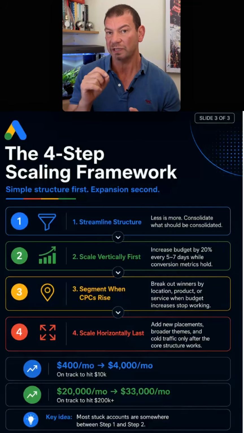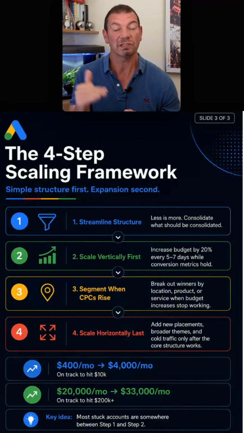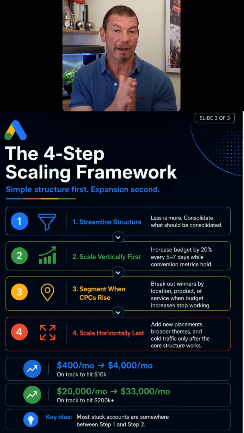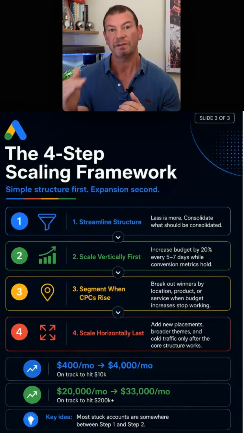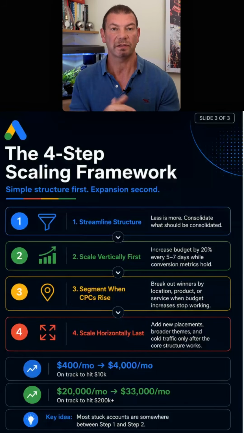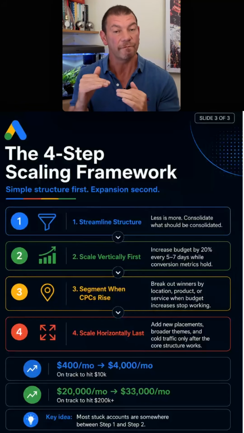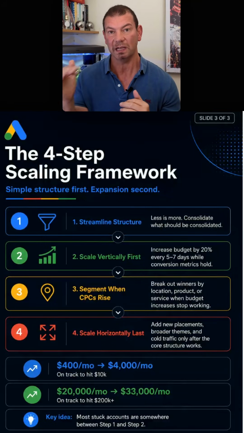Scaling vertically is just increasing your budget, but doing it in a correct manner for Google so it doesn't go back into a learning phase or put your account backwards. Increase the budget by 20% increments over 5 to 7 days. If you see the results are fine, then again, increase the budget another 20% of the time. You can scale very, very quickly by doing this and you're staying safe, making sure you're continually getting results.